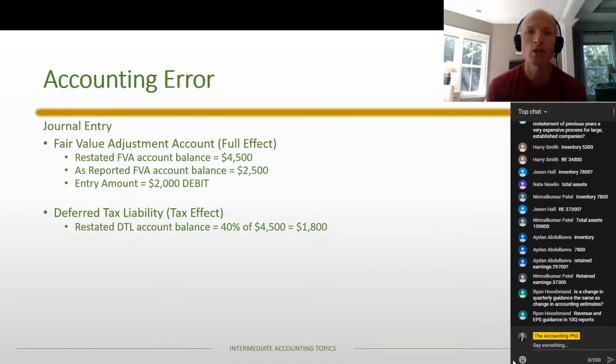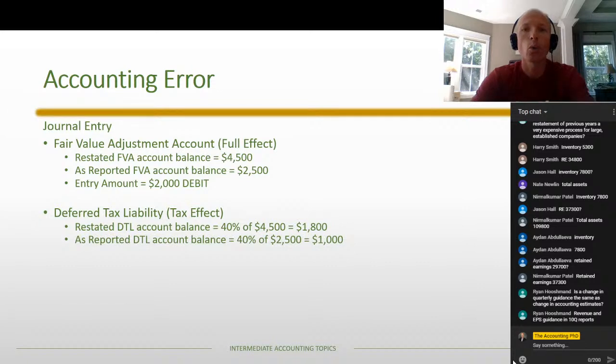And so in this case, we know there's a $4,500 difference because of the fair value adjustment. And so we apply the tax rate of 40% to that difference. And so that tells us that the restated deferred tax liability account balance should be $1,800. The amount that was reported was 40% of $2,500, which is $1,000. So you can see that they should have reported $1,800 for their deferred tax liability.